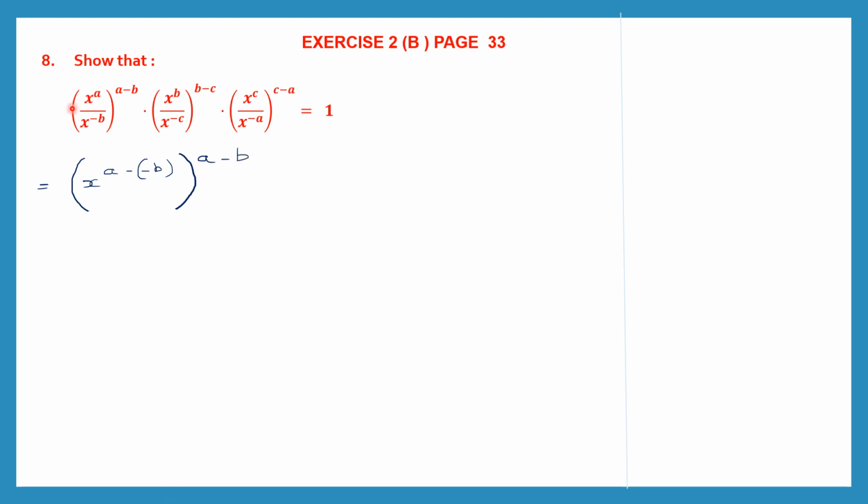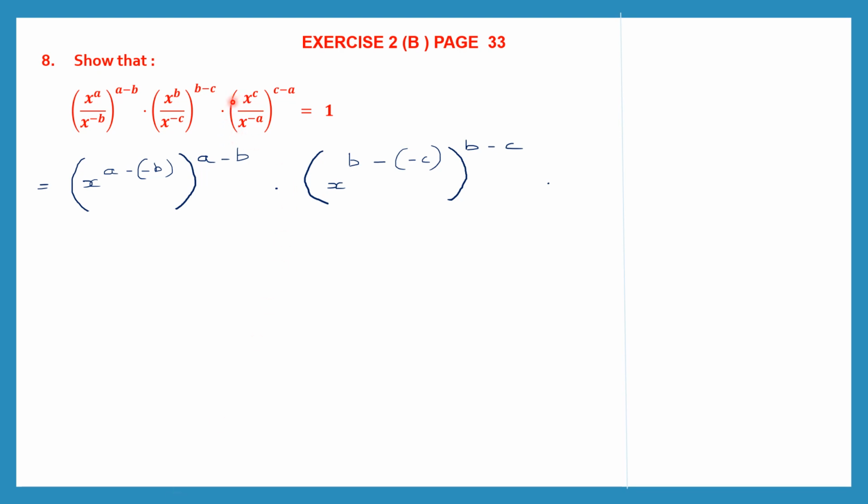So what did we do here? We have subtracted the powers. That's why we wrote a minus b, and this whole thing is raised to the power of a minus b. Now this dot here stands for multiplication, so let's put that dot here. And here also we can do the same thing. Since the base is the same, we can subtract the powers, b minus c. So this will be x raised to the power of b minus c, and this whole thing is now raised to the power of b minus c. Again, it's multiplication.